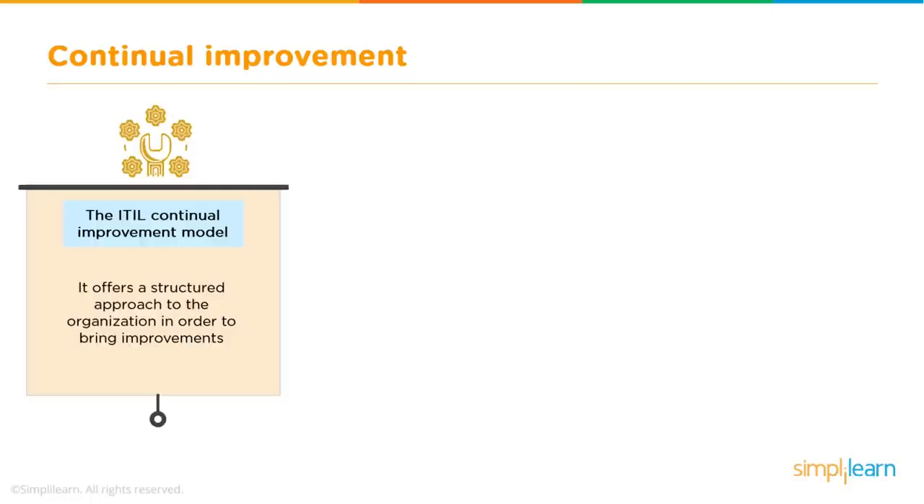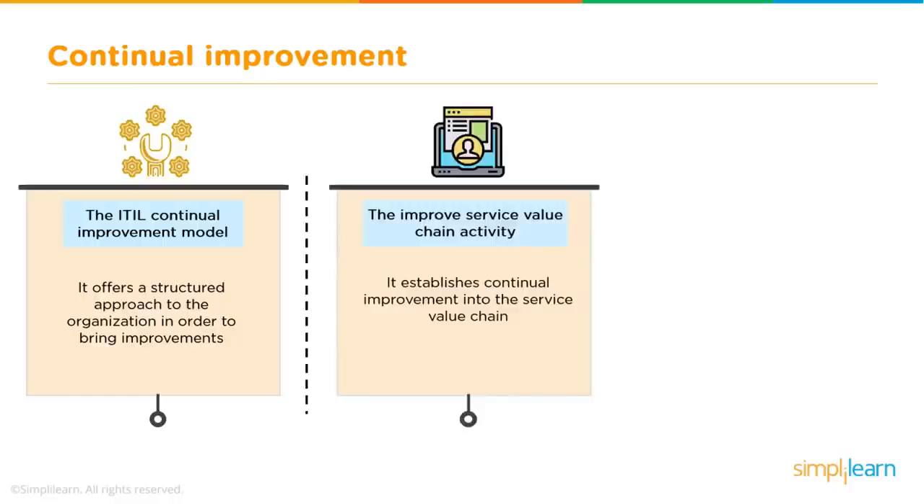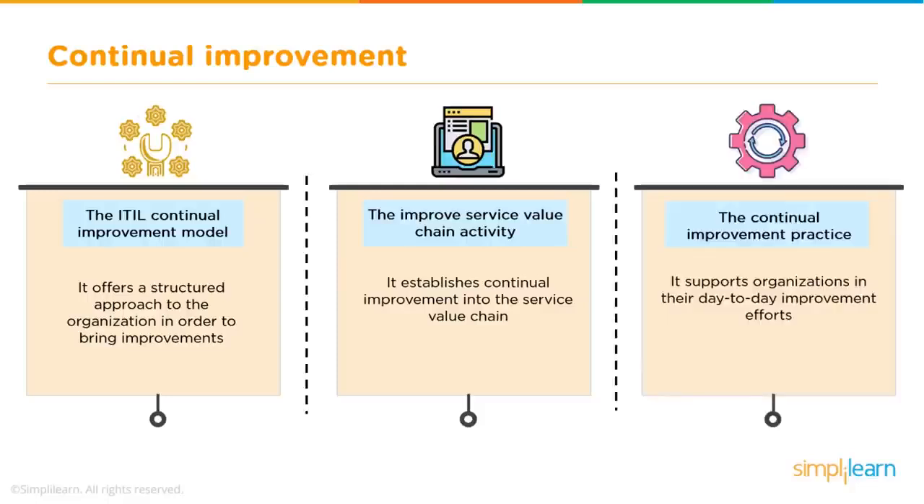And the word used is continual, not continuous. So continual in the sense we take that approach of PDCA. We plan, do, check and act, and that continues. Then improve service value chain activities, that is to establish continual improvement into the service value chain, right? So we saw that improve in the service value chain as well, the down one in the service value chain picture. Then continual improvement practice, which supports the organization in their day-to-day improvement efforts.